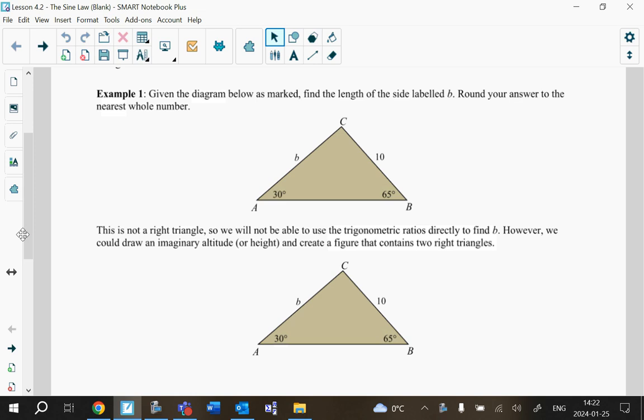From everything you know about trigonometry right now, this is a non-right triangle. Do you think you can figure out a way to use what you know to find the length of B? What could you do?